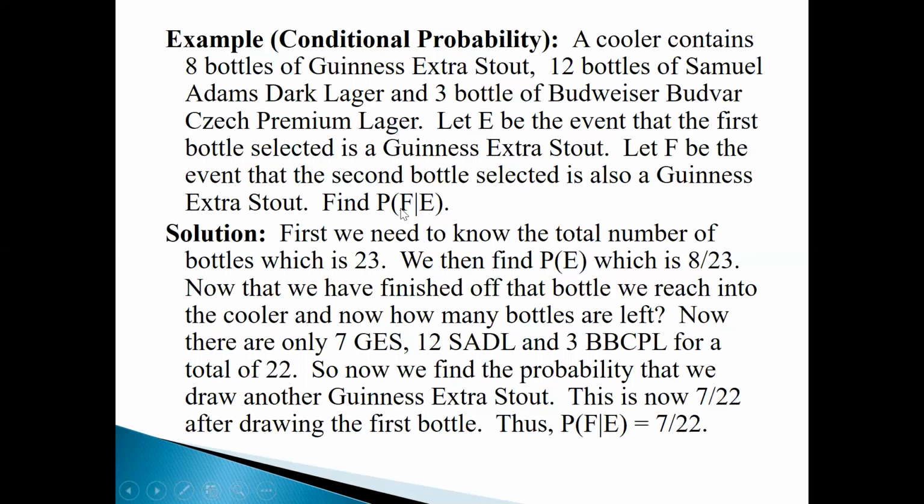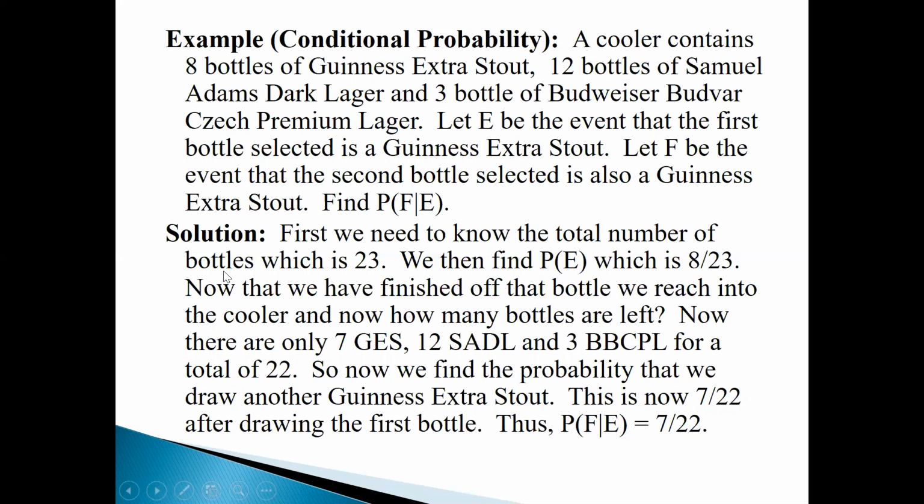What we need to do first is find the total number of bottles of beer in the cooler. If we add the 8, the 12, and the 3, we get 23. Then we have to find the probability of event E. Event E was drawing that first Guinness out of the 23. That's 8 out of 23, because there are 8 bottles of Guinness and 23 total bottles. So that's the probability of E.